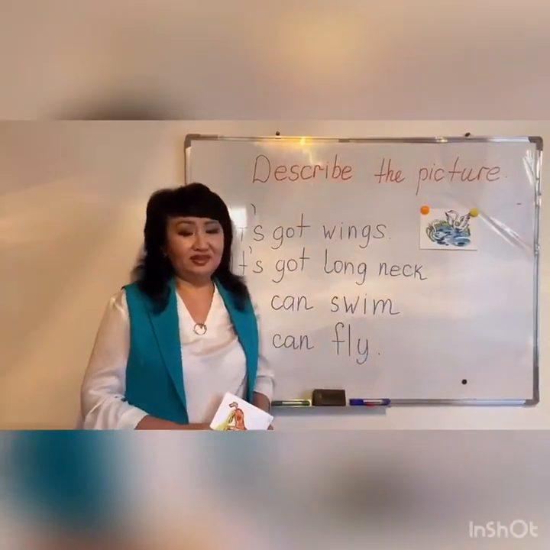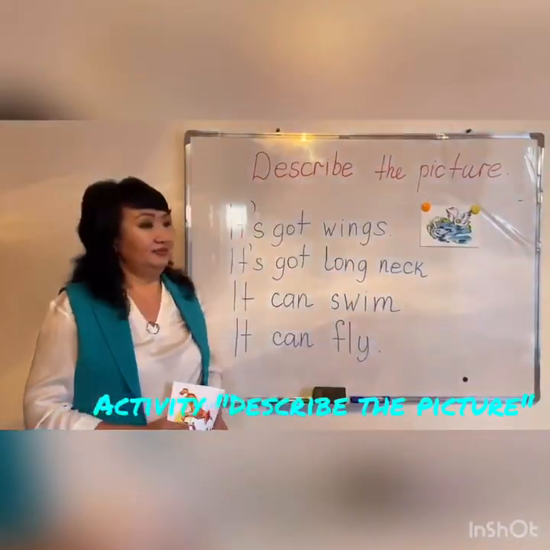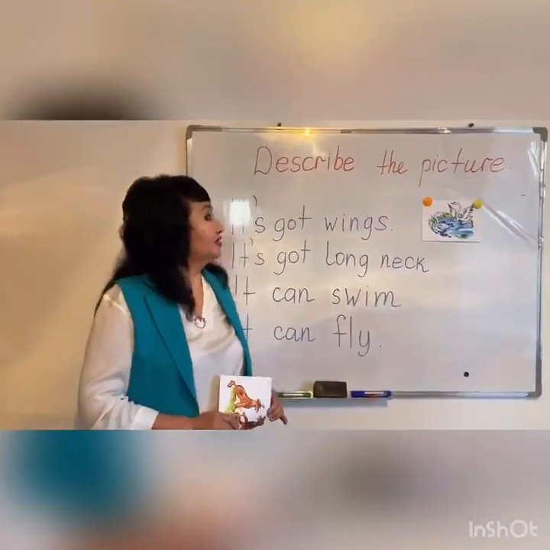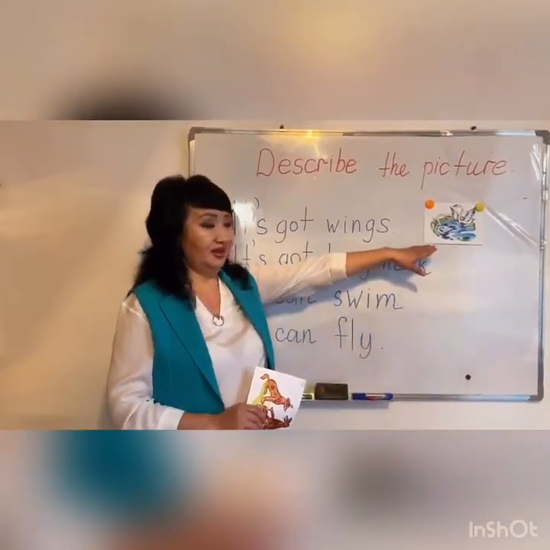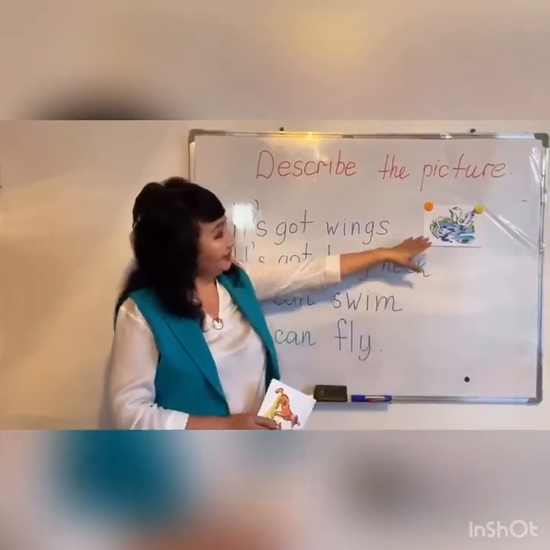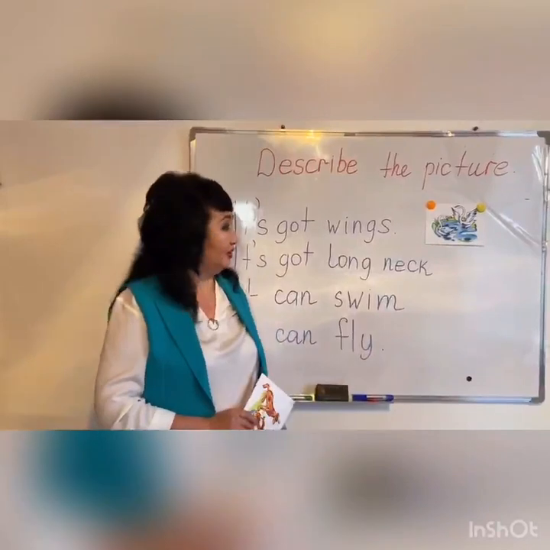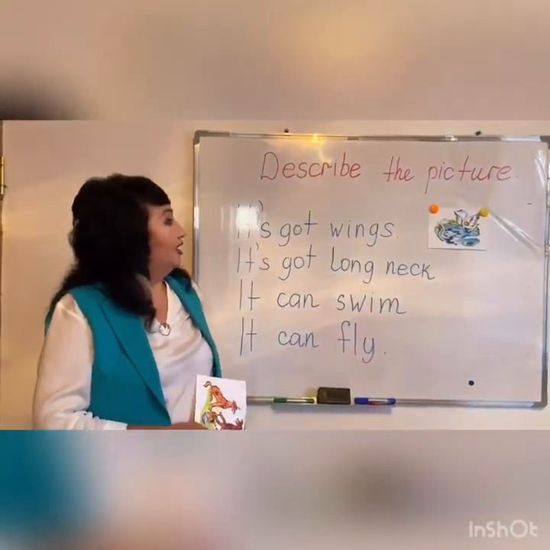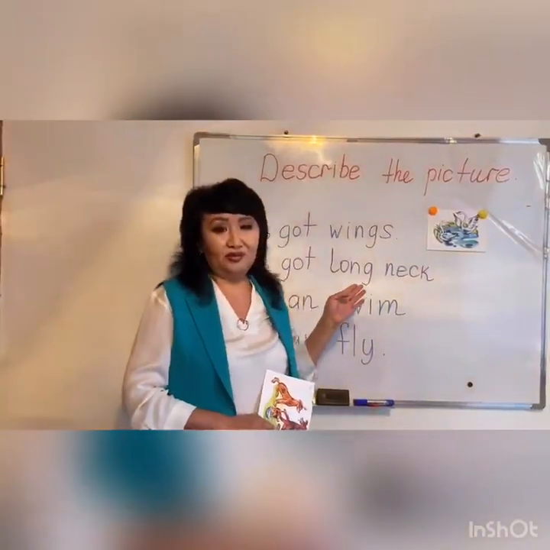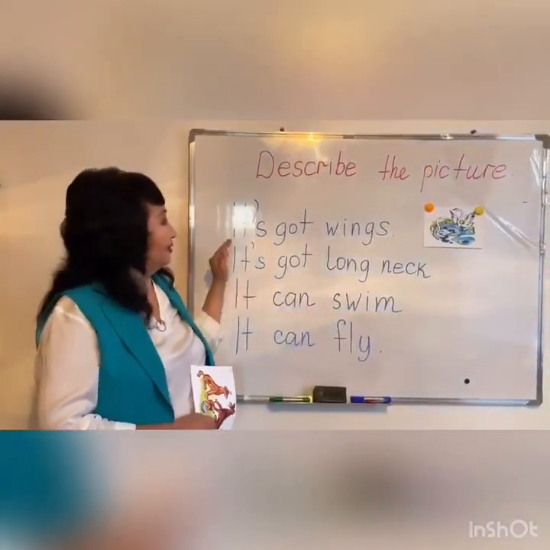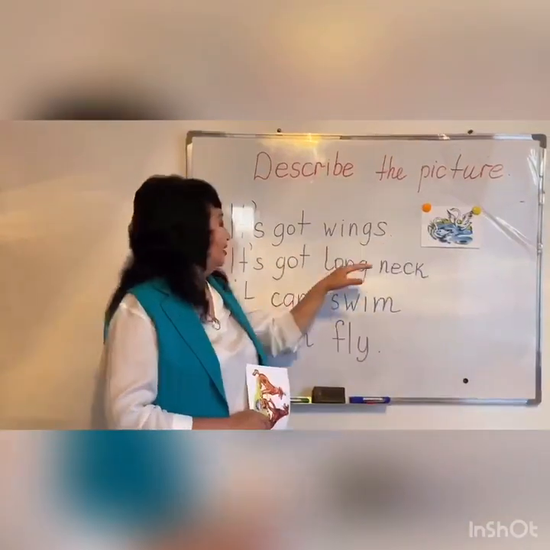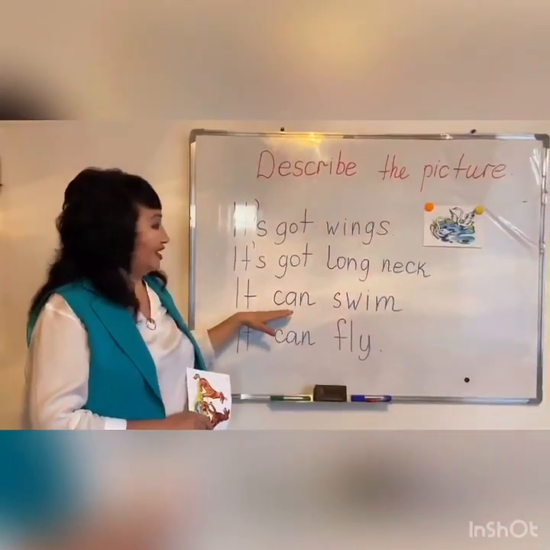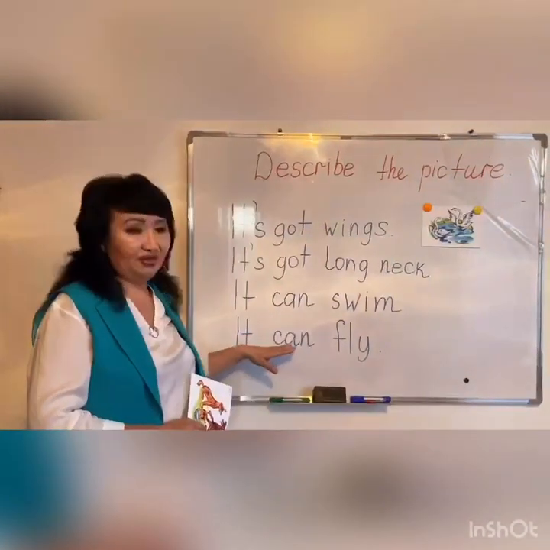The next activity is called Describe the Picture using the modal verb can. You get children to look at the picture and ask, what is it? It's a bird. Do you like birds? Yes, we do. And you suggest your own descriptions. For example, it's got wings, it's got a long neck, it can swim, it can fly.